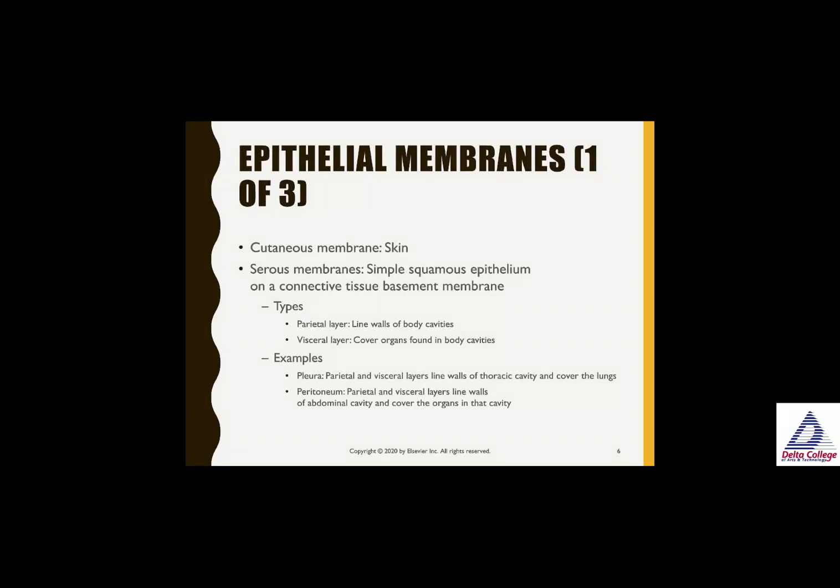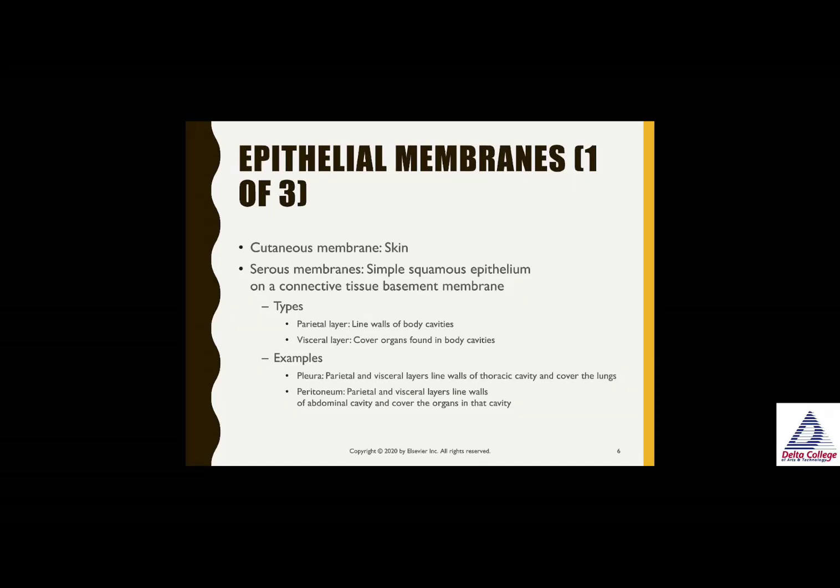So, cutaneous membrane. When we say cutaneous, we mean skin. Serous membranes, these are simple squamous epithelium on a connective tissue basement membrane. So basically, connective tissue is the basement at the bottom, and then we have the simple squamous epithelium on the top. There are different types of serous membranes. We have parietal and visceral. The parietal layer lines the walls of body cavities, and the visceral layer covers the organs found in body cavities.